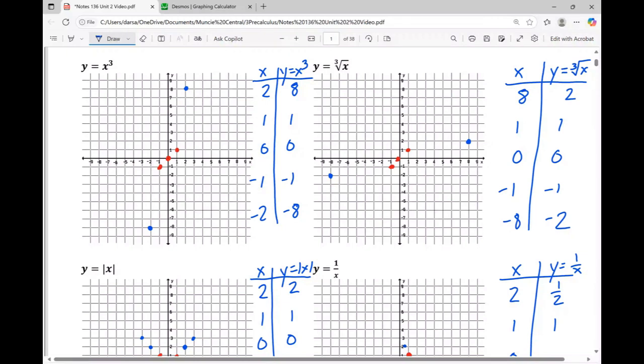Our next two parent graphs are also related. Let's look at y equals x cubed and y equals cube root. Remember, x cubed and cube roots are inverses. They undo one another. So let's start with x cubed.